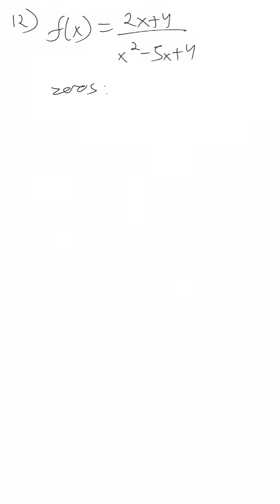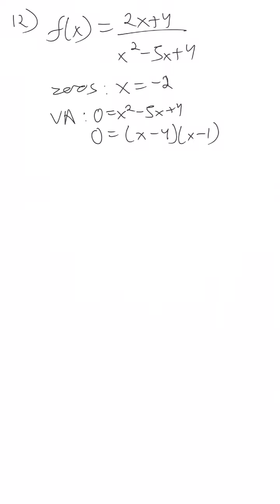All right, question 12 is a throwback question to rational functions. So we got 2x plus 4 over x squared minus 5x plus 4. Before we do anything else, you know how to do this. What are the zeros? It's where the numerator equals 0. So that's x equals negative 2. And then the vertical asymptotes are where the denominator equals 0. Well, that's where 0 is equal to x squared minus 5x plus 4, which is the same as 0 equals x minus 4 times x minus 1. Foil it out, that's correct. Therefore, x is equal to 1 or 4.